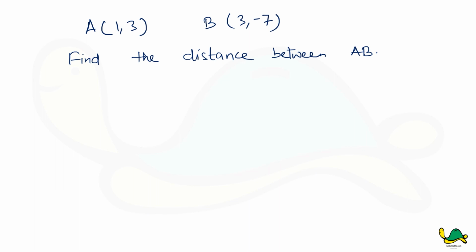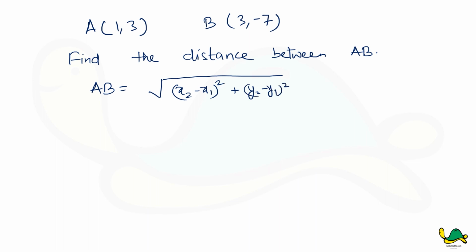Now, in order to find the distance between AB, I can use the distance formula, which says AB should be equal to the square root of (x2 minus x1) whole square plus (y2 minus y1) whole square. So let's say my point A has coordinates x1 and y1, and point B has coordinates x2, y2. You can interchange them. That won't make any difference. I like to do this so that when I am substituting the coordinate values back in the formula, I can refer back and do it quickly without making any mistake.